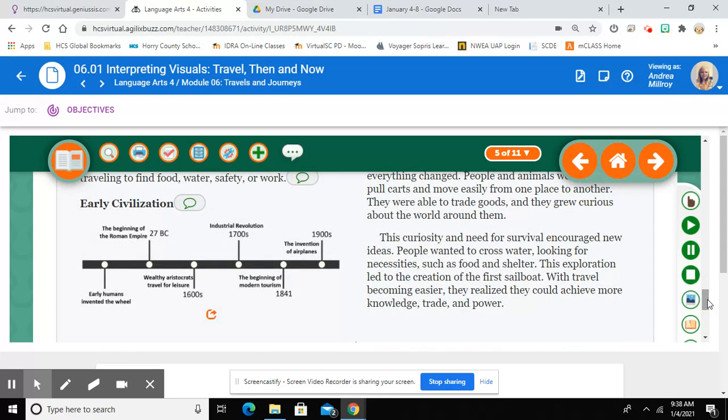Early civilization. Early humans invented the wheel. The beginning of the Roman Empire, 27 BC. Wealthy aristocrats travel for leisure in the 1600s. The Industrial Revolution in the 1700s. The beginning of modern tourism, 1841, and the invention of airplanes, the 1900s.